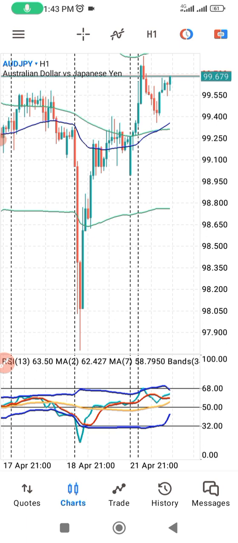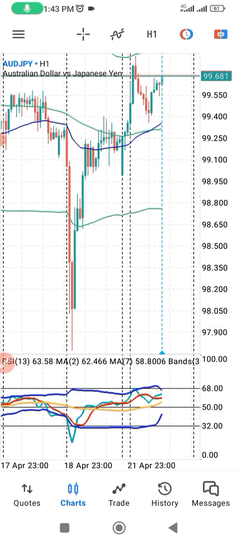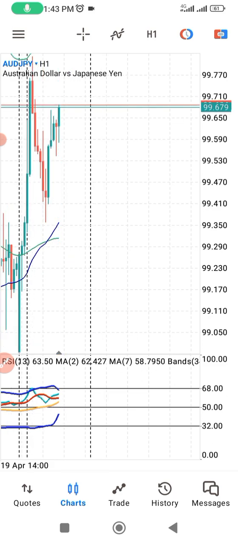In this video, I'll be sharing with you how to take advantage of and trade the pin bar setup in your financial market. Now, what is a pin bar? A pin bar is a candle with a rejection, which has a wick and a body.